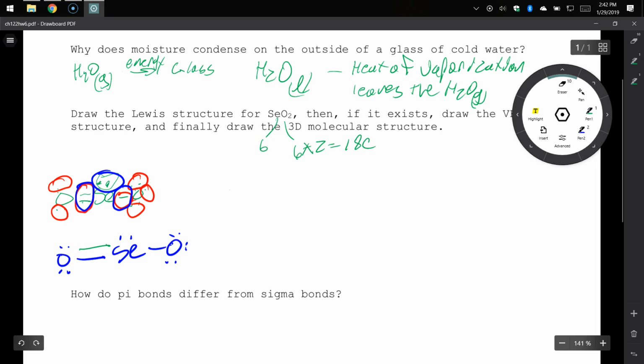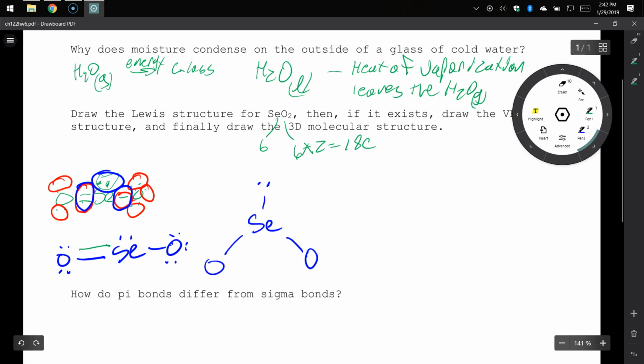Are we okay with everybody seeing 8 there? So what's the 3D structure look like, even though it's not technically 3D? How many things are around the selenium? 3. There's a selenium, and it's got a lone pair of electrons. It's got an oxygen, and it's got an oxygen.